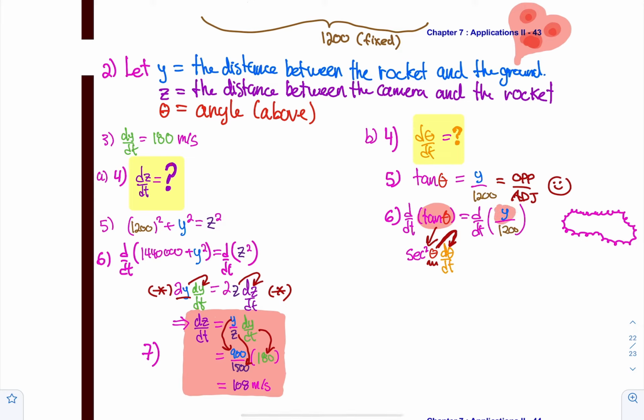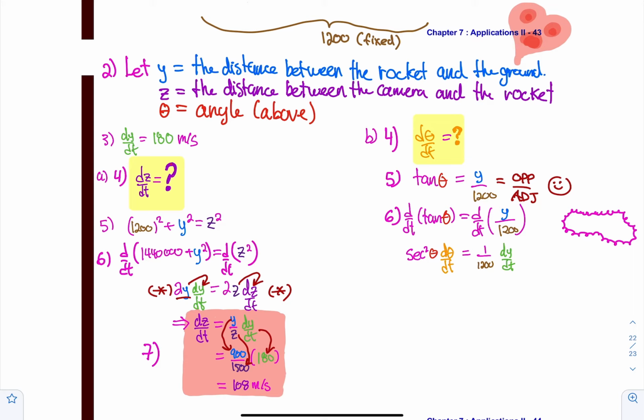So on the other side, you're going to get 1 over 1200 times, of course, y is a quantity that changes over time, so you need to multiply afterwards by dy/dt. So the derivative of y over 1200 is 1 over 1200 times dy/dt. So you need to spit out that dy/dt. Now, since we're looking for d theta/dt, I'm going to send the secant squared to the right side.